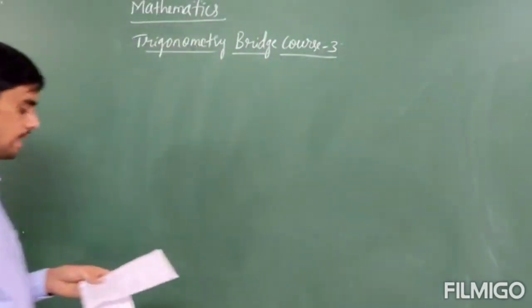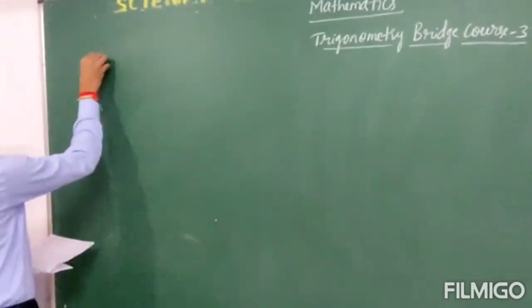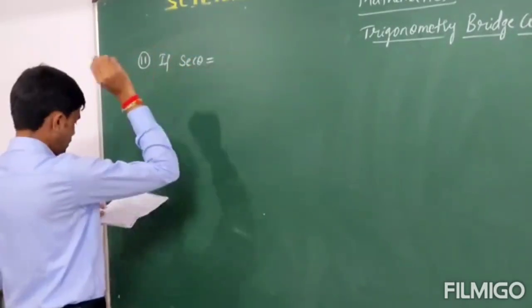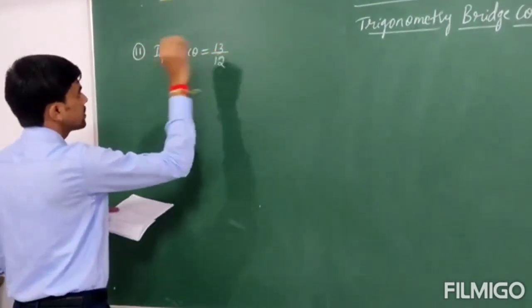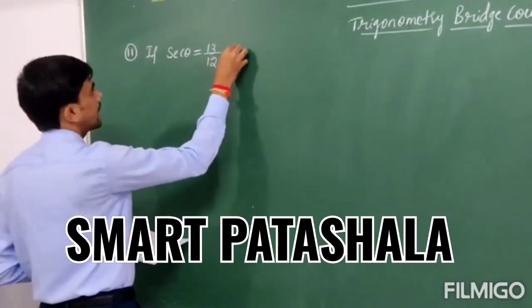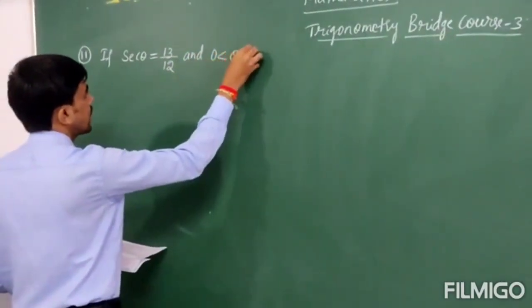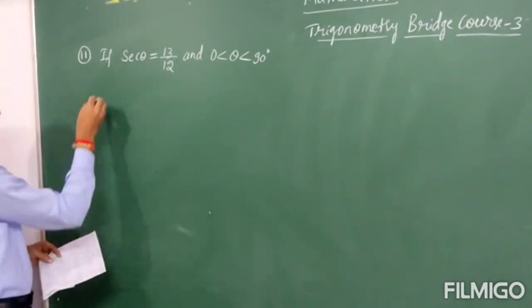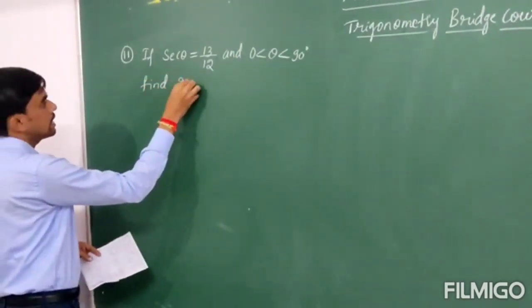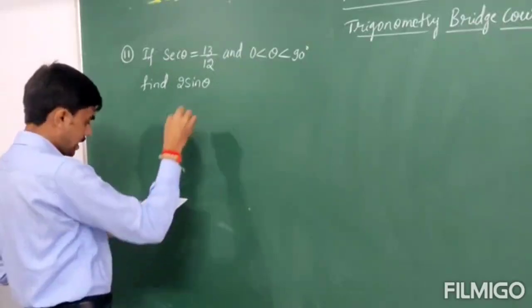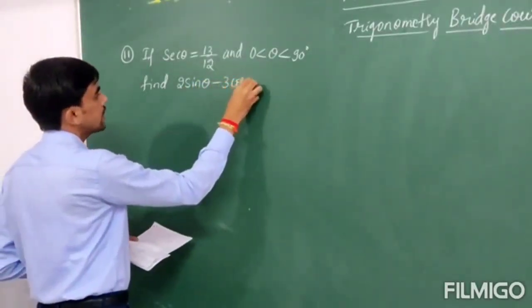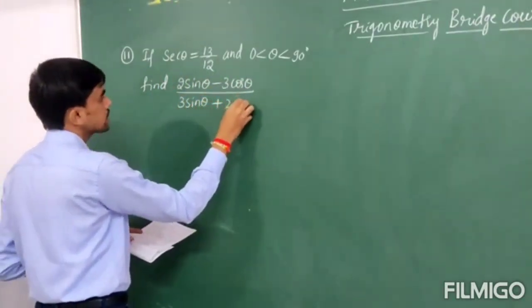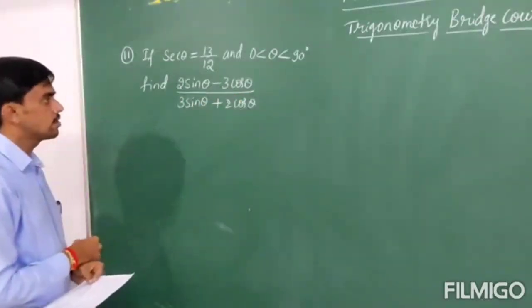Problem number 11. If secant theta is equal to 13 by 12 and 0 less than theta less than 90 degrees, find (2 sin theta minus 3 cos theta) divided by (3 sin theta plus 2 cos theta).